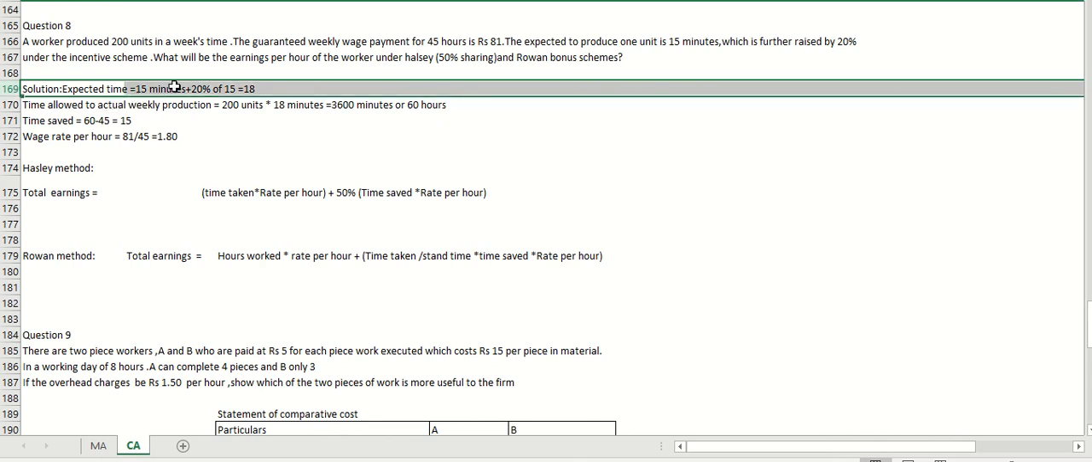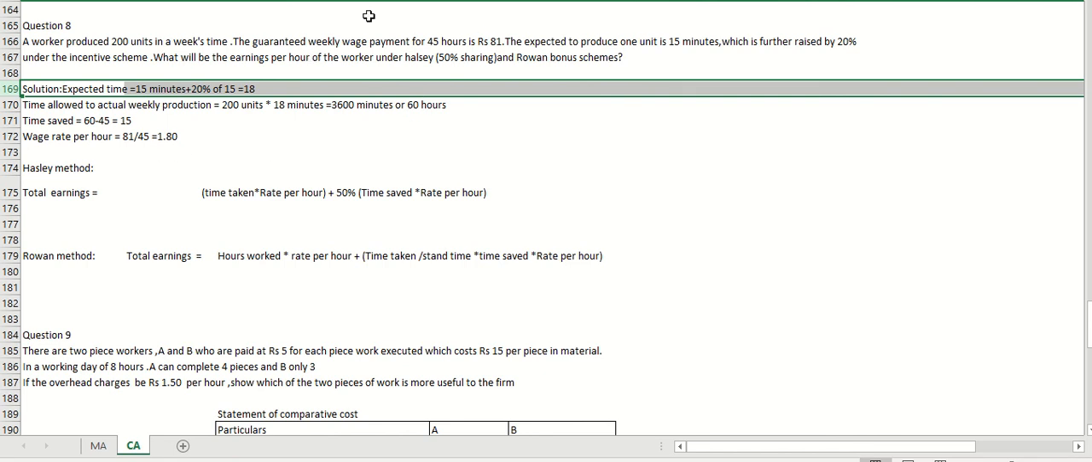So 15 minutes plus 20% of 15, which you get 3. So 15 plus 3, the total expected time is 18 minutes. Now the time allowed for the weekly production, which they have told, is 200 units into 18 minutes, which we get 3600 minutes or 60 hours. So this 60 hours is nothing but the expected time.